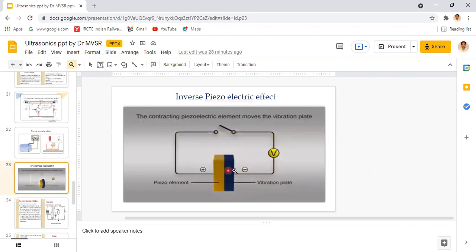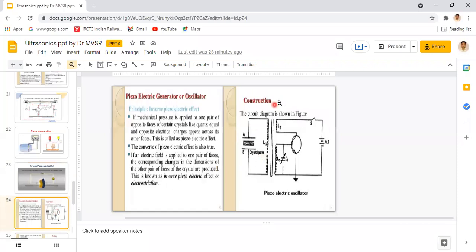Actually, when we apply potential difference, if we apply an alternating potential difference to this crystal, then because of the mechanical pressure acting on this crystal, the crystal will vibrate. So that picture will be observed in this diagram.